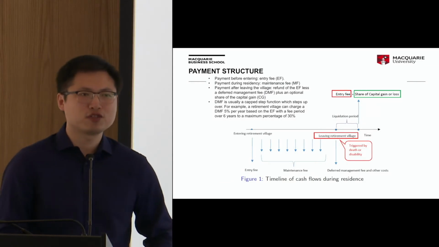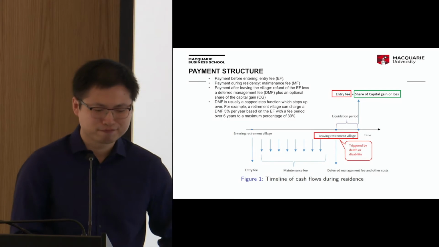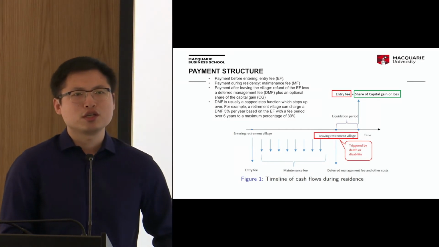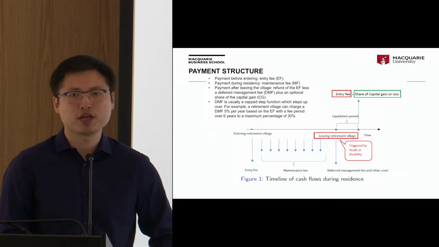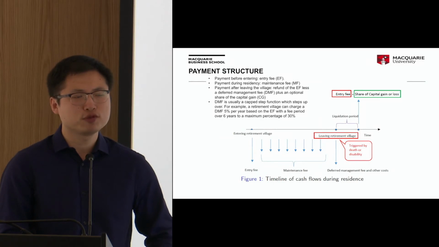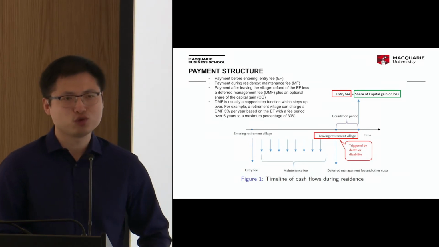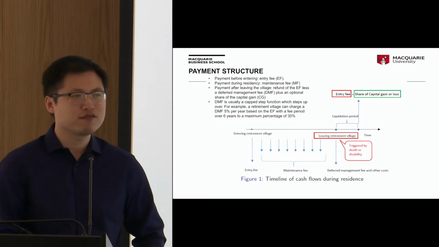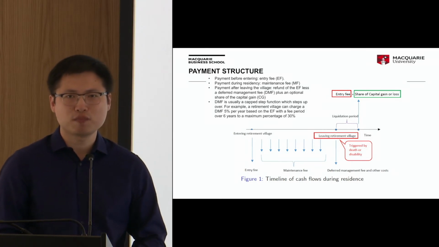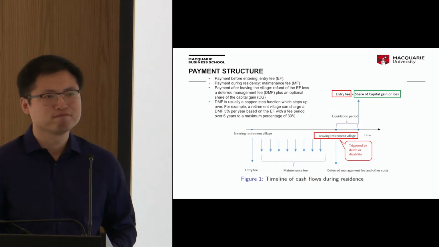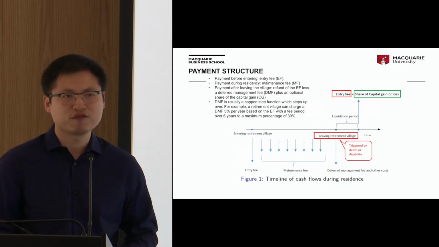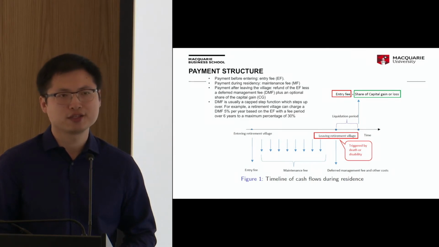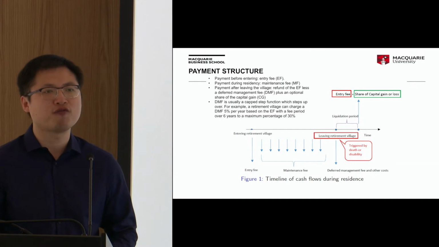Here is an example of a typical retirement village fee structure. In this plot, the arrow down means the cash outflow, the money you need to pay, and the arrow up means the money you can get. At the beginning, when you move to the retirement village, you need to pay a fee called the entrance fee, which is the initial deposit. During your term living in the retirement village, you need to pay a fee called the maintenance fee to maintain your living unit. Then when you leave the retirement village and resell your unit, you need to pay a fee called the deferred management fee. Meanwhile, you can also get your refunded initial deposit or resale price, plus an optional share of capital gain or loss.